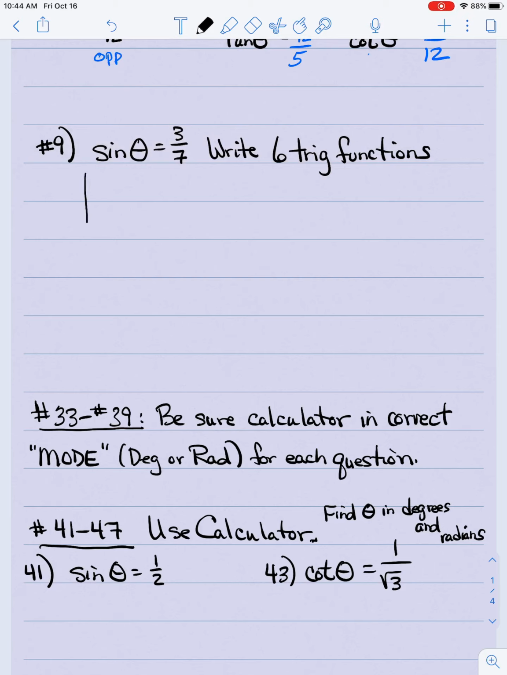Okay, so let's start by sketching a picture. So I have a right triangle and I have an angle theta. I know sine is supposed to be opposite over hypotenuse. So from theta, opposite is 3, so I'm going to put a 3 there. Hypotenuse, okay, 7. I don't know this adjacent leg. So I'm missing this piece. I'll just call it x to call it something.